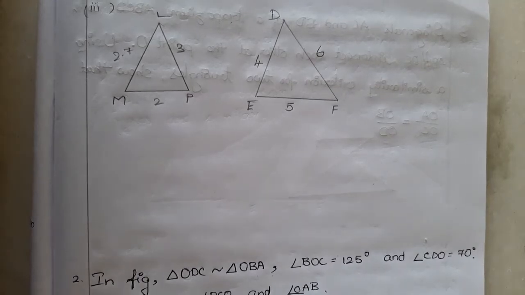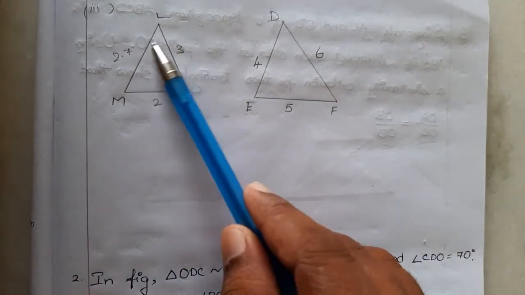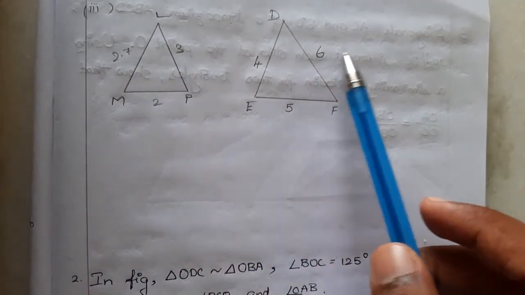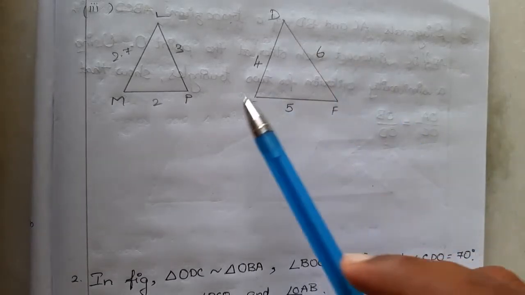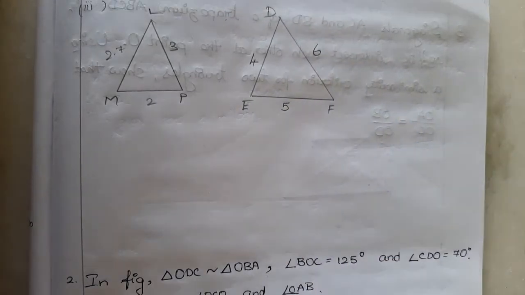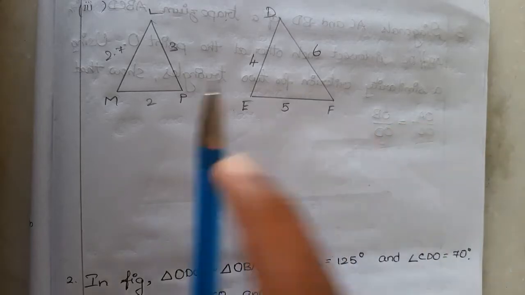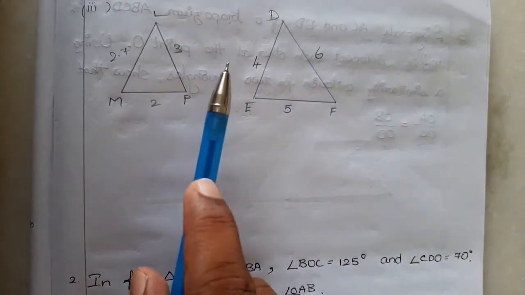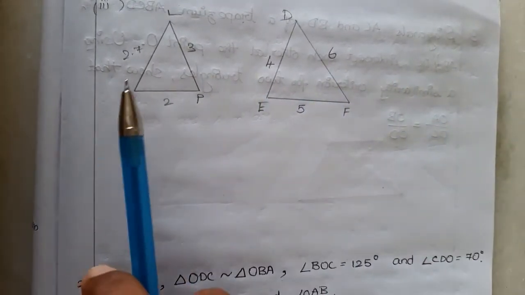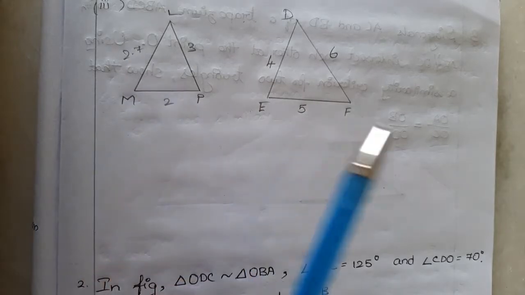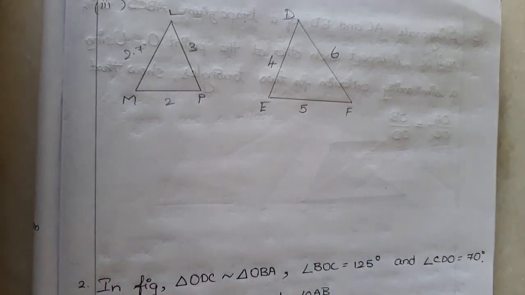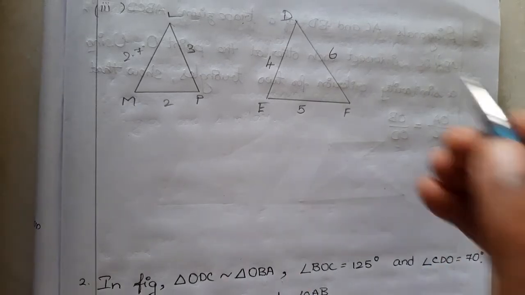Here we go for the next one. So you are given triangles LMP and DEF. And here you can see there are 2 and 4, which is 1 by 2, and 3 and 6, which is 1 by 2, but here 2.7 and 5 doesn't match, so no similarity criterion applies. Both triangles are not similar. That also we have to prove.